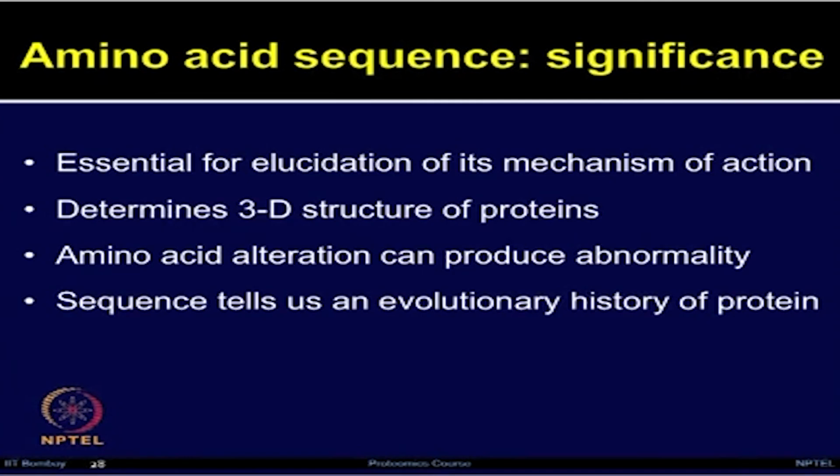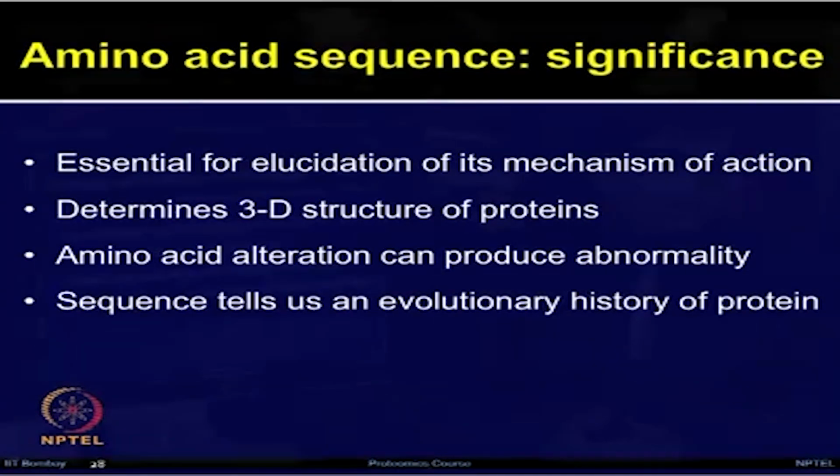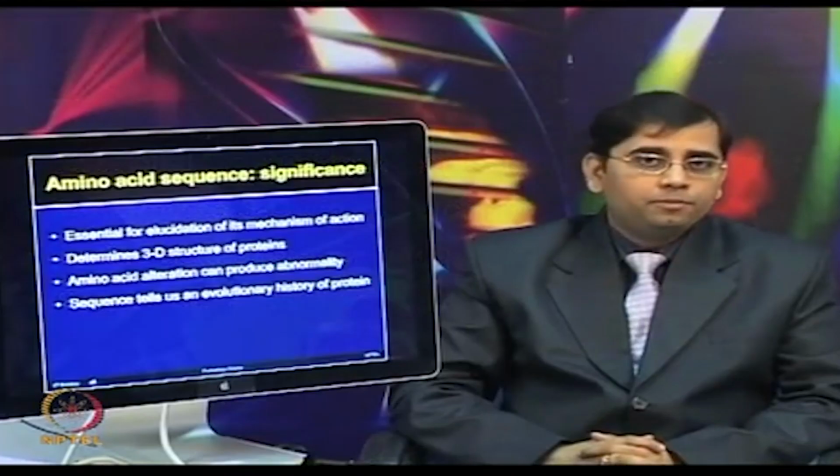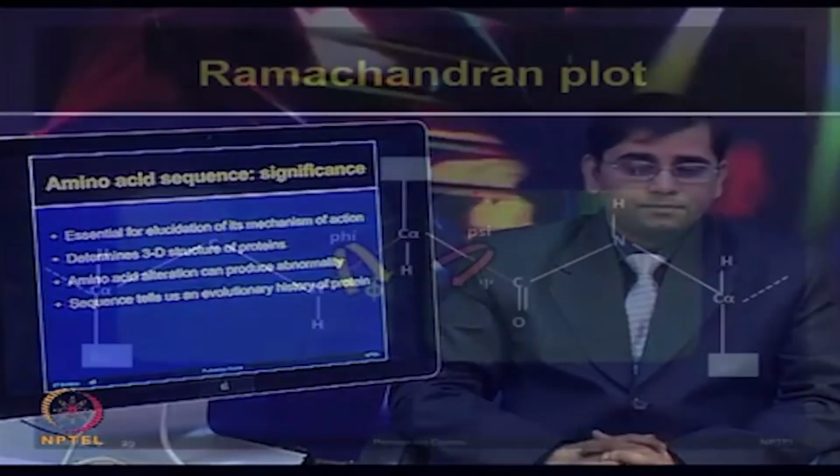The amino acid alterations can produce various types of disease abnormality. For example, in cystic fibrosis, a change in only one amino acid can give rise to the abnormality, and these amino acid sequences can also tell us various types of evolutionary aspects of the protein. So, various types of information can be obtained from amino acid sequence.